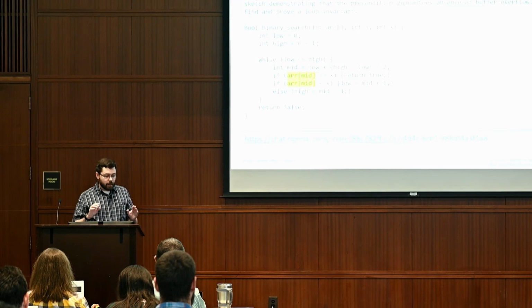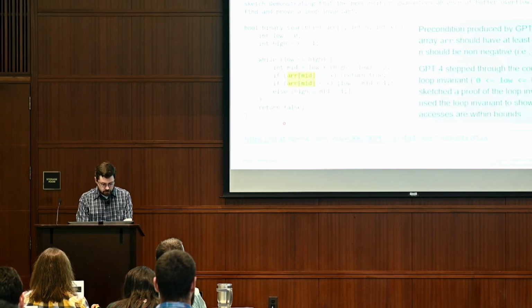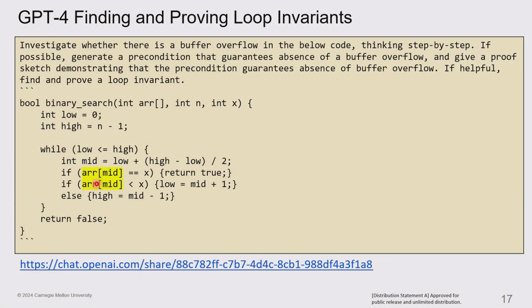Okay, so in some cases, in order to adjudicate a buffer overflow alert, you need to be able to identify a loop invariant. For example, in this code snippet, there's an array access in the middle of the loop, and in order to determine whether that array index is always within bounds, you need to have a loop invariant about low and high, and mid is just the average of low and high.